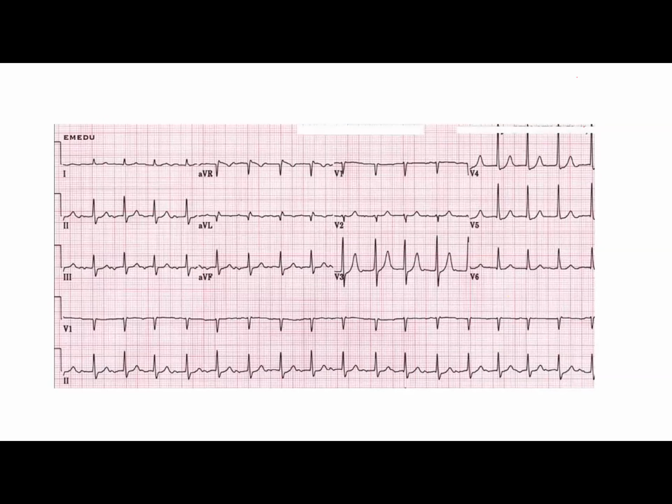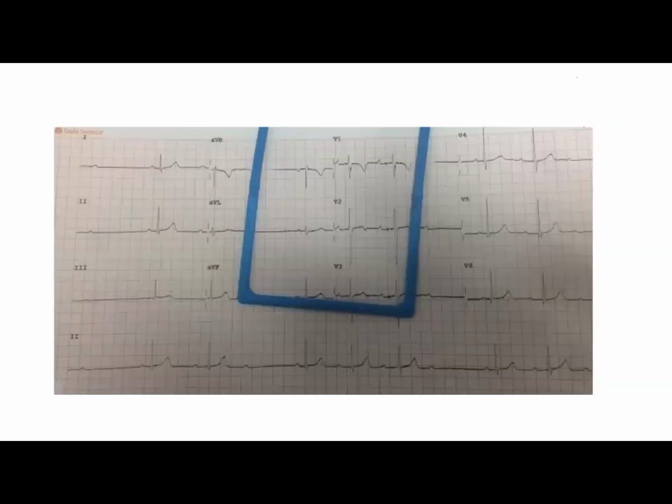You see your P wave, you see your QRS complex. Do you see that the PR is prolonged? First degree heart block. Yeah, that's right. It's a first degree heart block. Okay. Next one, this one.